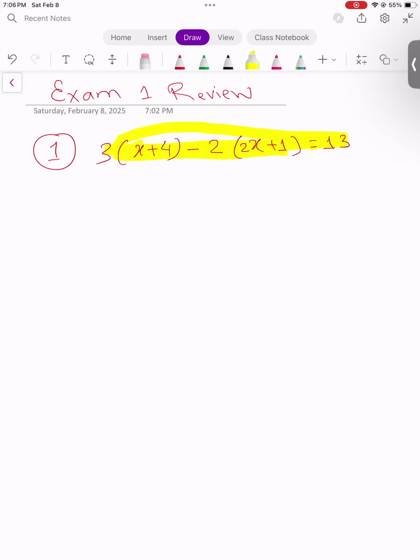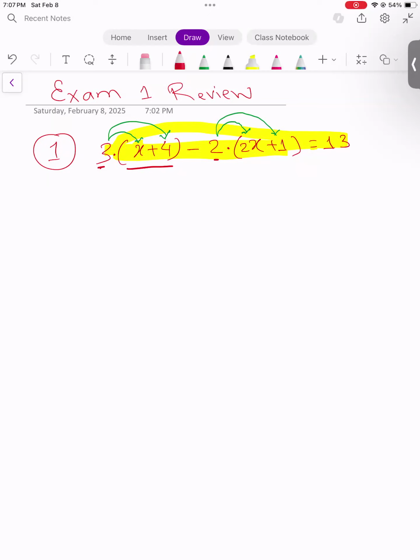Okay, we are solving this equation for x, and solving means we are making our variable by itself on one side of the equation. Now here, we have 3 times (x plus 4), negative 2 times (2x plus 1) equals 13. So let's distribute this 3 to each term inside this parenthesis. You distribute 3 to positive x and 3 to 4. Similarly here, you distribute negative 2 to positive 2x and you distribute negative 2 to positive 1.